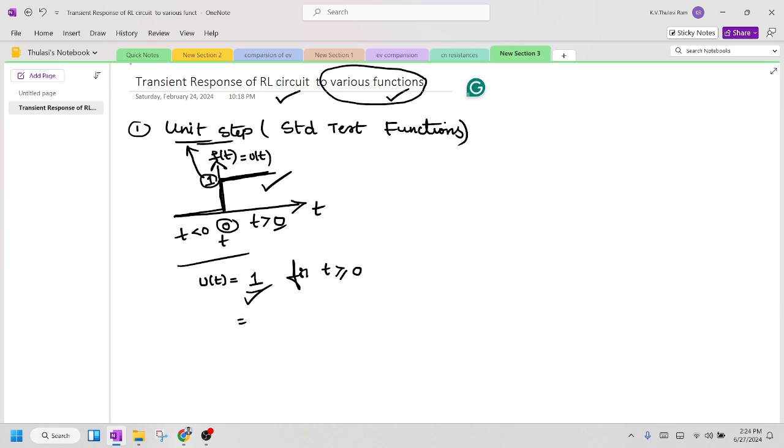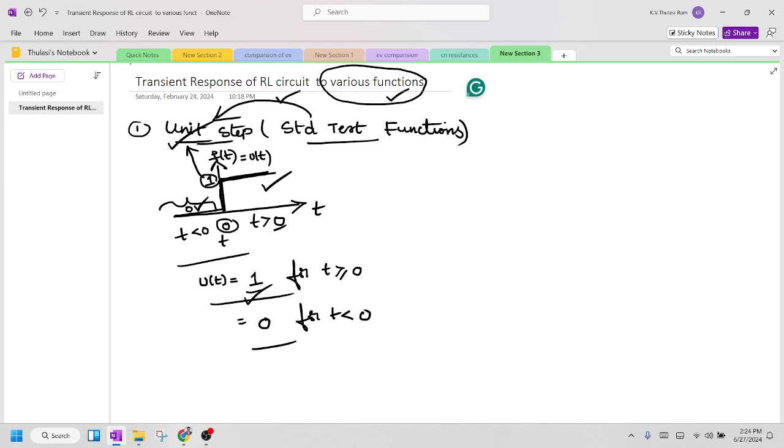And u of t is 0 for t less than 0. So whenever t is less than 0, the magnitude they maintain is 0 volts. At t equal to 0 they maintain 1 volt, and for t greater than 0 they maintain a magnitude of 1. That's how to define a standard test function. In this standard test function, the first function is called the unit step function. That's how we have defined it.